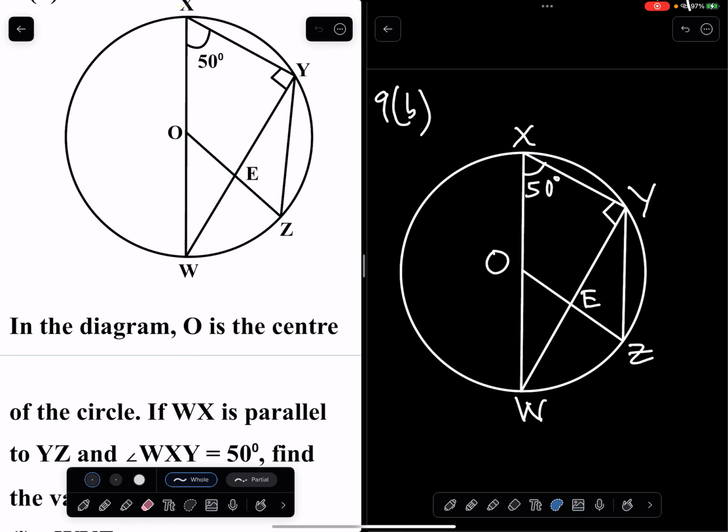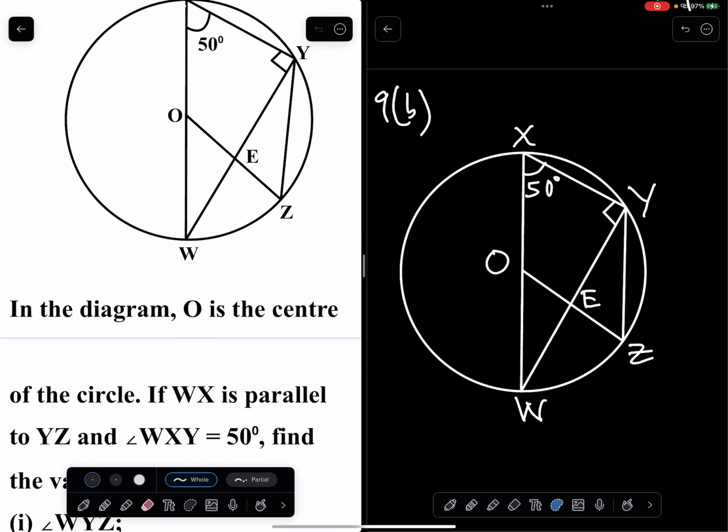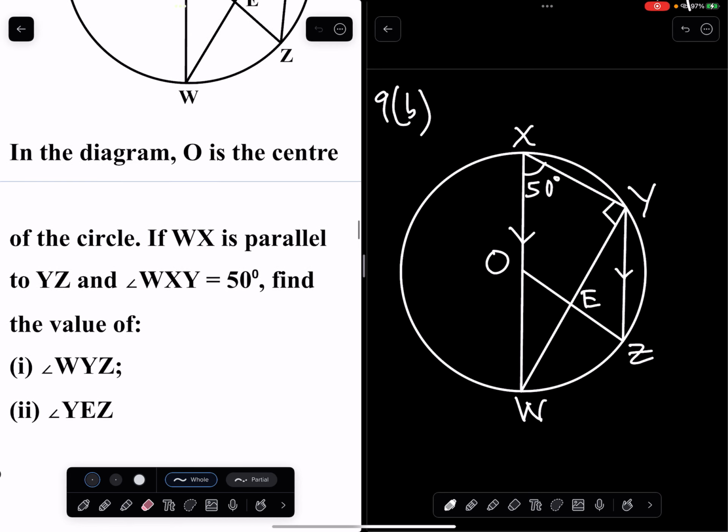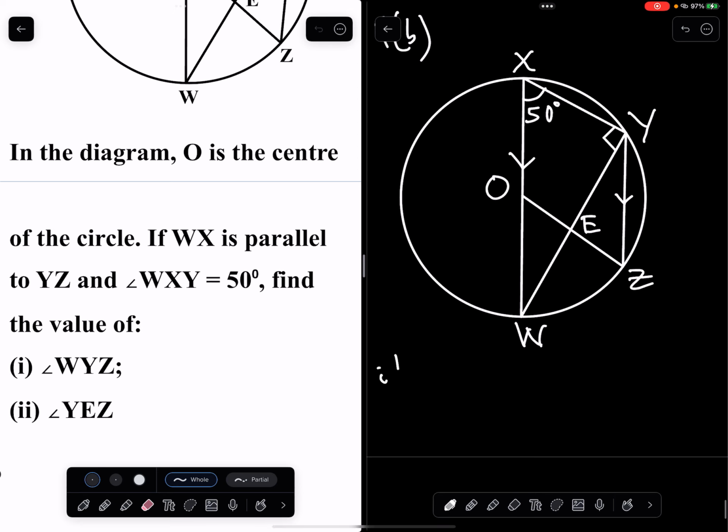In the diagram, O is the center of the circle if WX is parallel to YZ. Let me show that WX is parallel to YZ. And angle WXY is 50 degrees. Find the value of Roman figure 1, angle WYZ, and Roman figure 2, angle YEZ. All right, let's go. Let's do Roman figure 1.